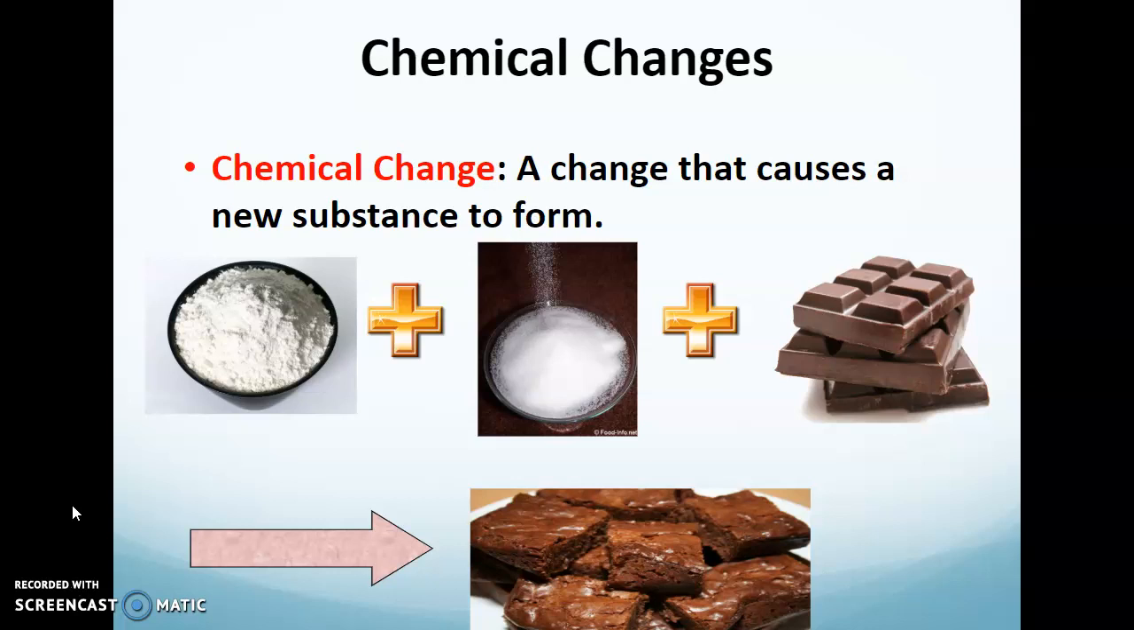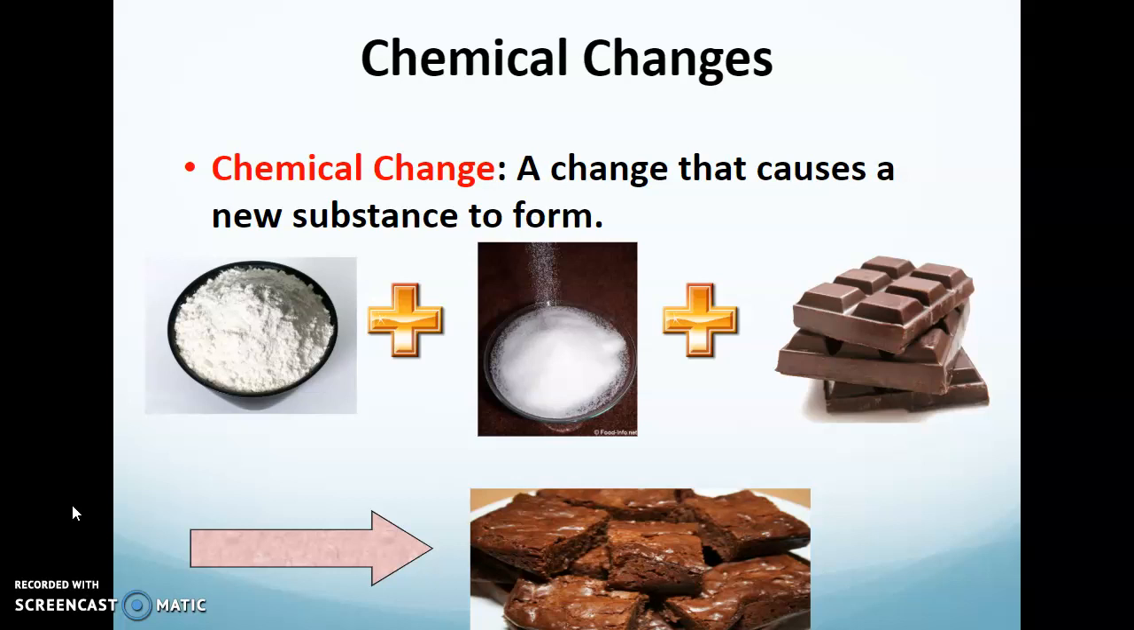In the picture below, if I mix baking powder with sugar and chocolate and water and oil and I bake it, I'm going to produce brownies. When I look at those brownies, think of it as irreversible. I can't take those delicious brownies that were just made in the oven and break them back down into baking soda, sugar, oil, and chocolate.